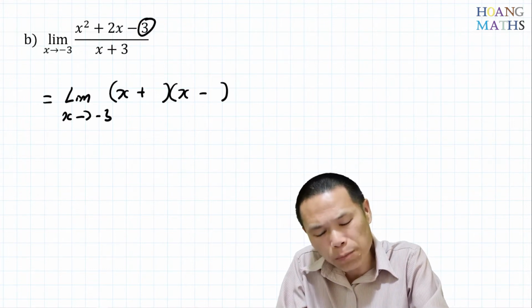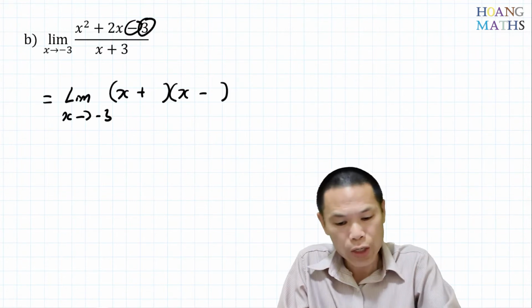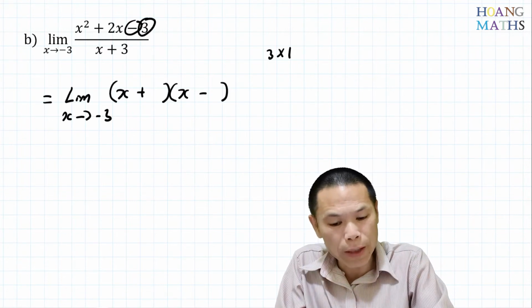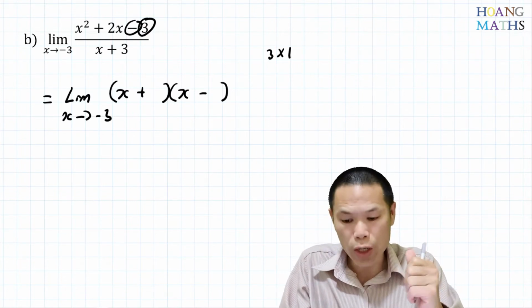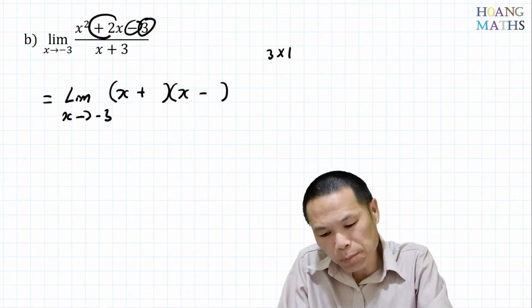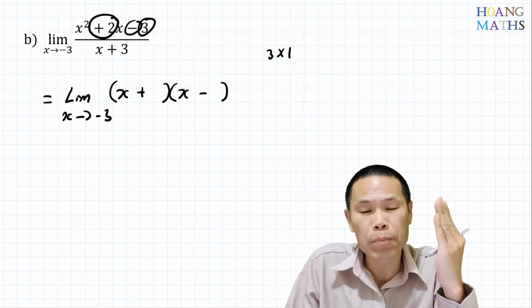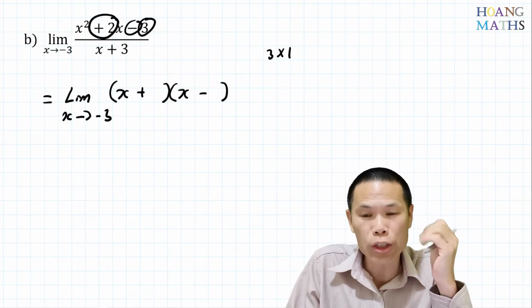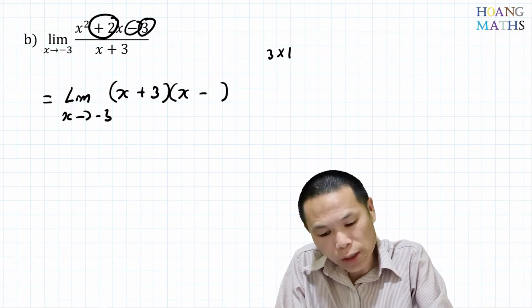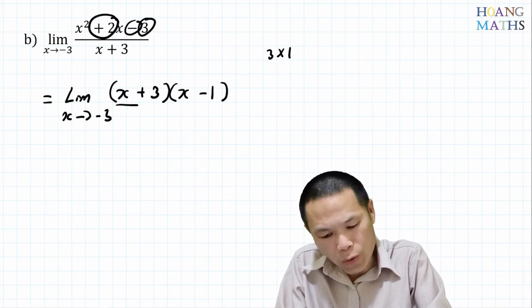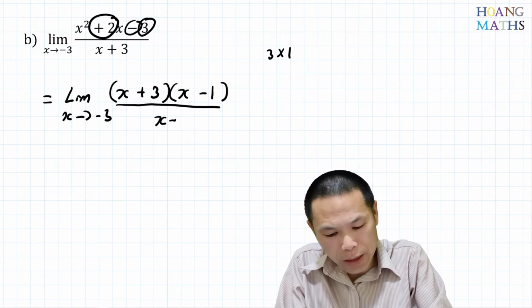Two numbers multiplied together to give me 3, and the difference, because it's minus, is 1. So 3 is 3 times 1, and the difference is 2. But then, this is positive 2. So the larger number must be on the positive side. So this is 3 and 1 over x plus 3.